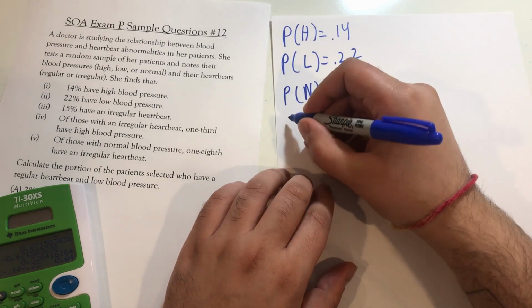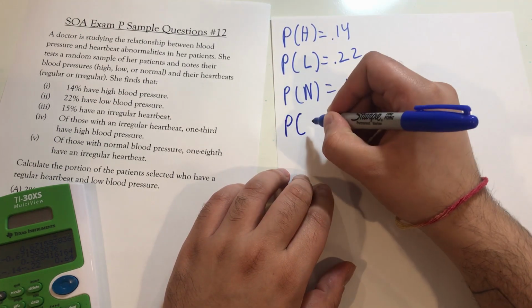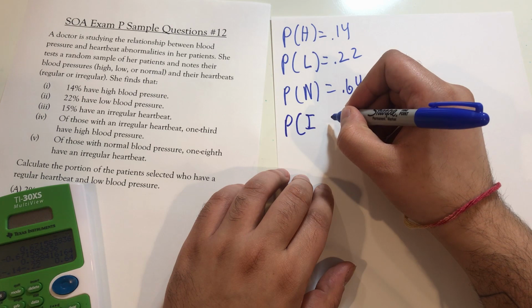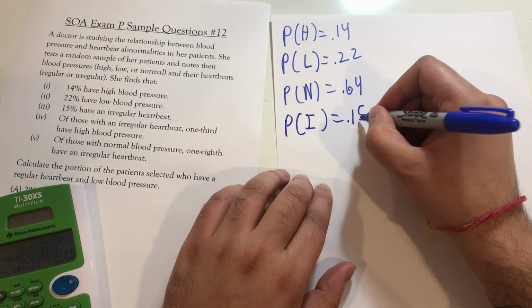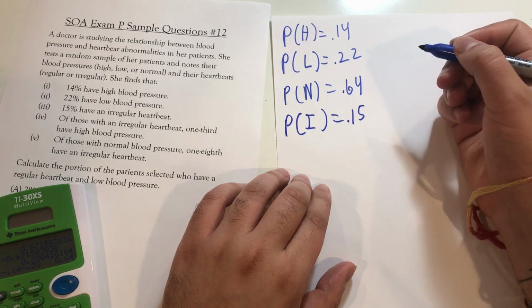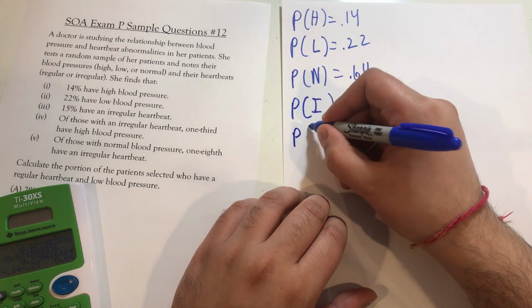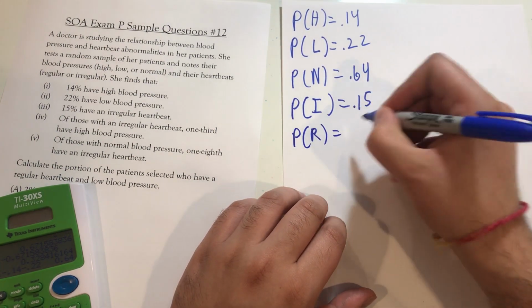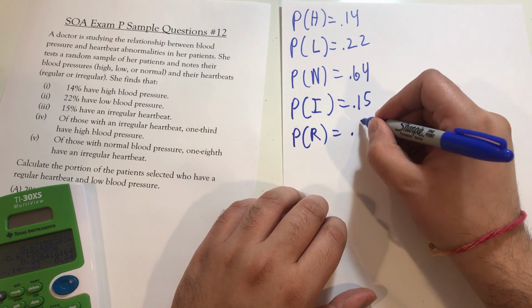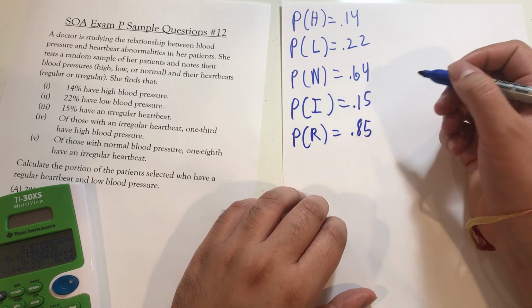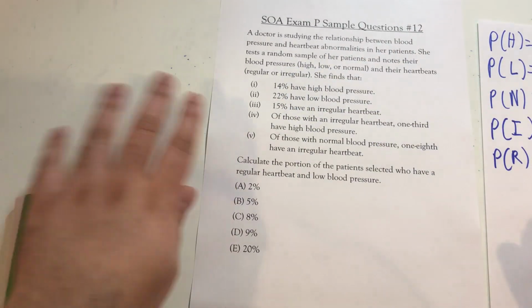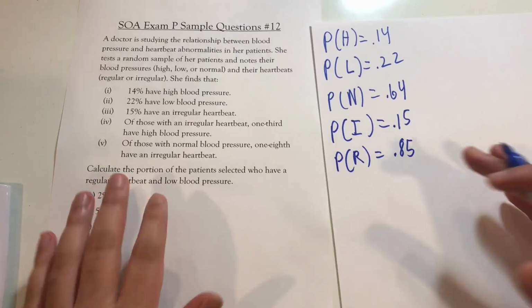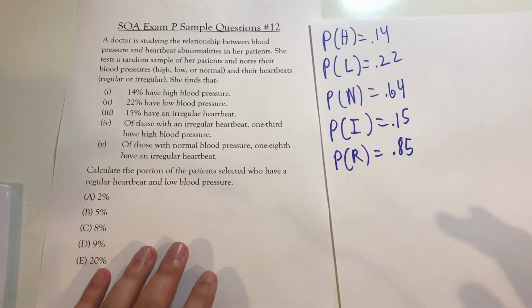And similarly, we're told the probability of having an irregular heartbeat, which I'll call I, is 0.15. And if you don't have an irregular heartbeat, you must have a regular heartbeat, which would mean that 85%, or 0.85, of her sample have a regular heartbeat. And I got all this information just from these 3 lines. And that's something you're going to need to be quickly able to do.